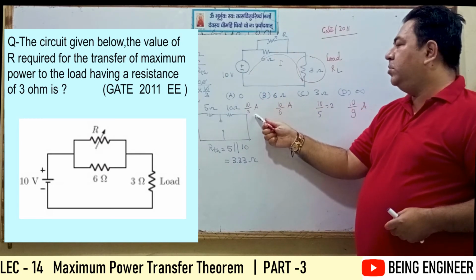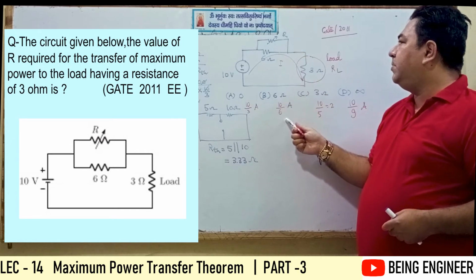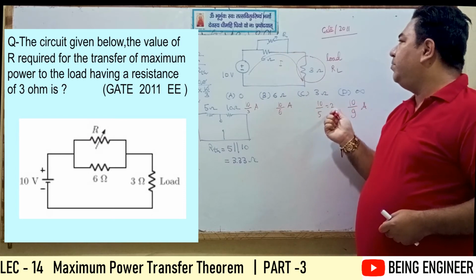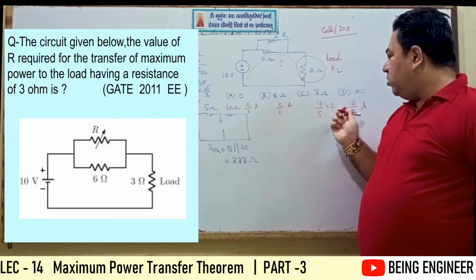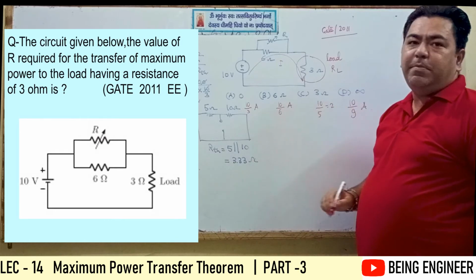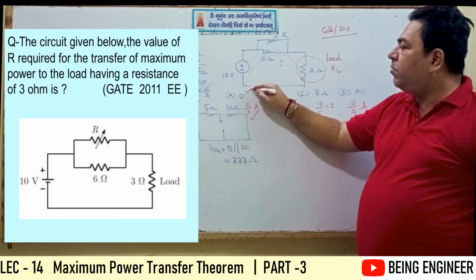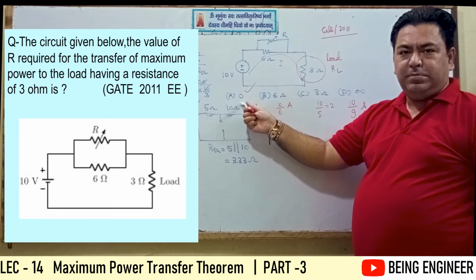So if I look at these options, option A, when R is 0, the current is 10 by 3 ampere. Option B, when R is 6 ohm, current will be 10 by 6 ampere. Option C, when R is 3 ohm, the current is 10 by 5, 2 ampere. And option D, when R is infinite, the current is 10 by 9 ampere. So out of these 4 currents, which one is the maximum current? Of course 10 by 3, which is only possible when R is equal to 0. So this is the correct answer.